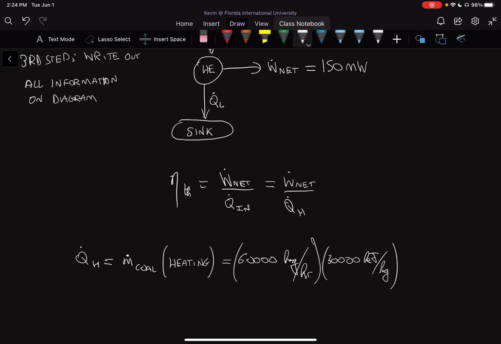And we have an answer for this of 1.8 times 10 to the 9, and if we work out our units, we have kilojoules per hour, because the kilograms cancel.